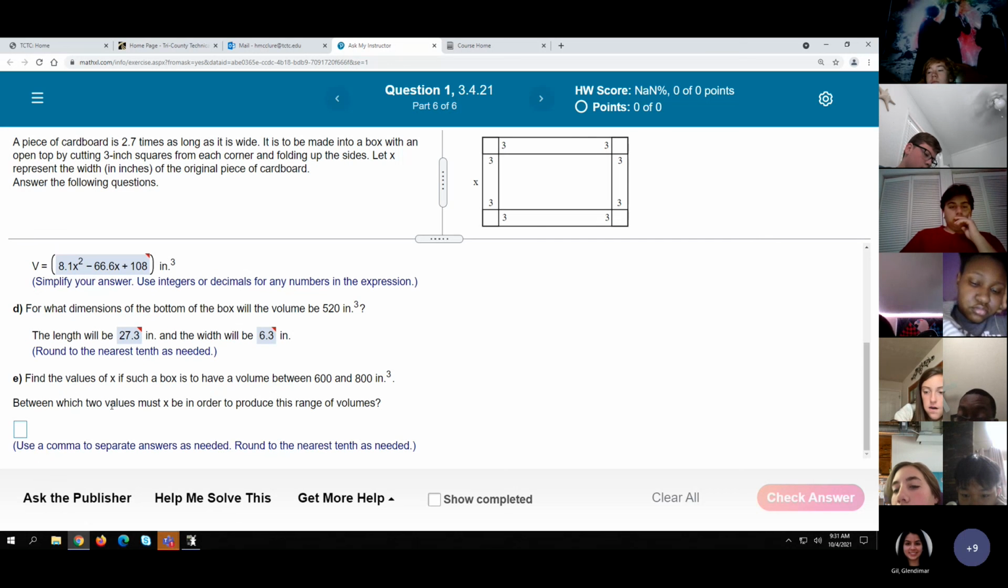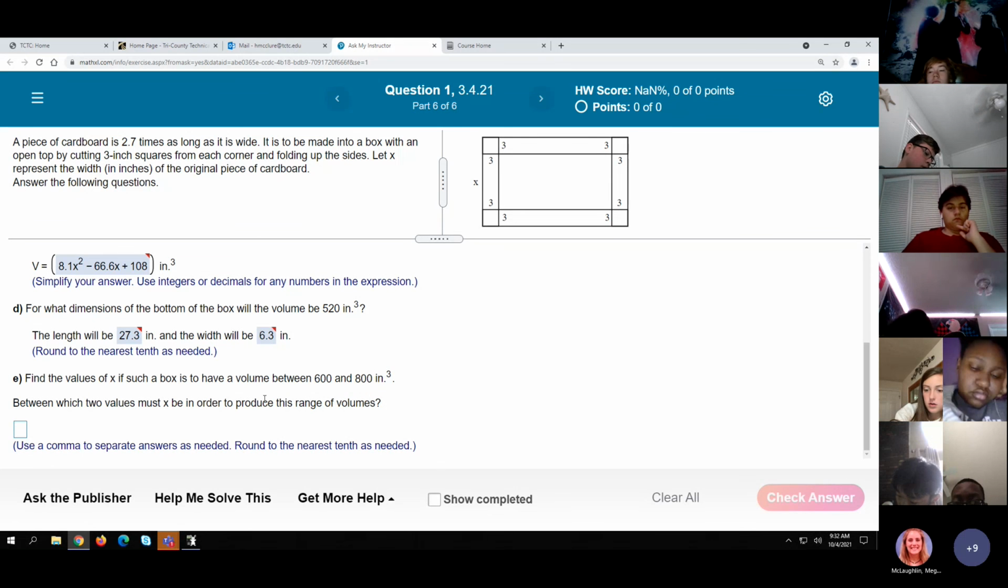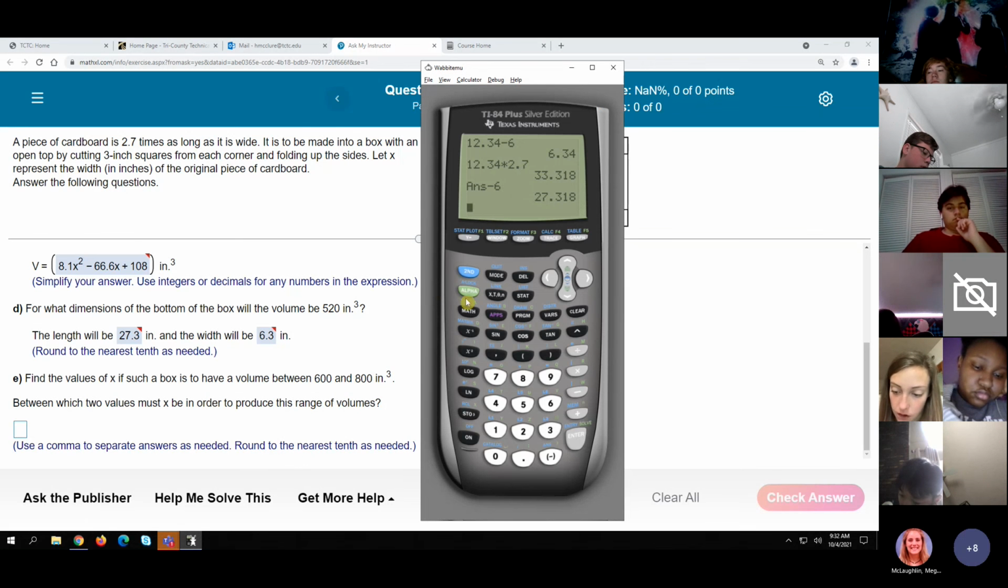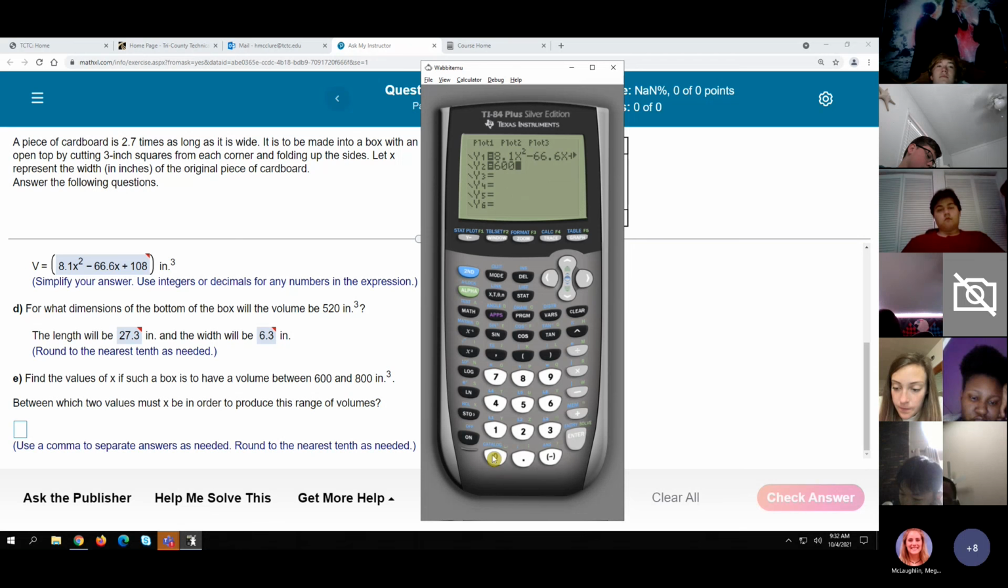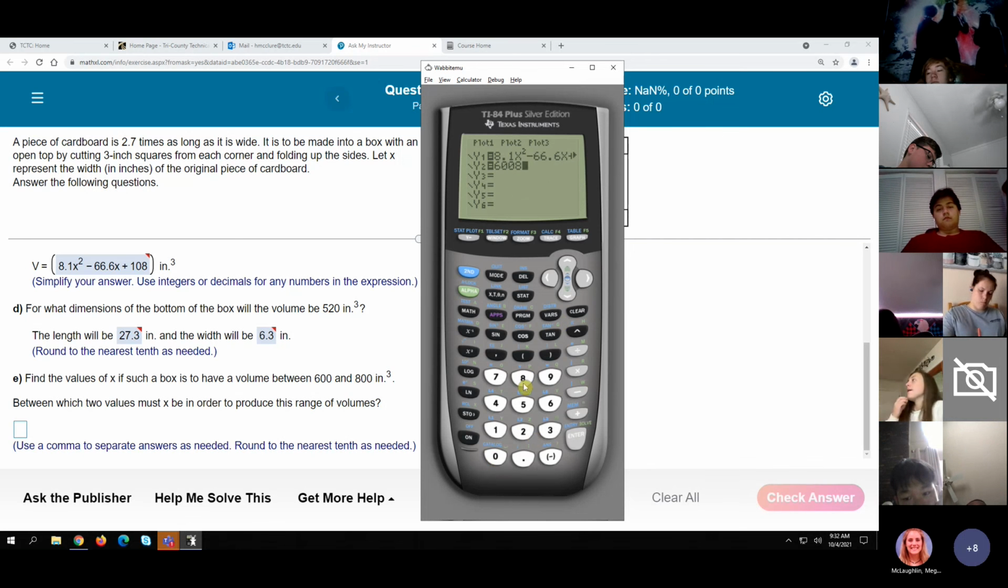Now, between which two values must X be in order to produce, from 600 to 800. So now you just do 600 to 800. So go to the handy dandy calculator. Graph y is equal to 600 to 800. So I'm going to put 600 right here and 800 right here.